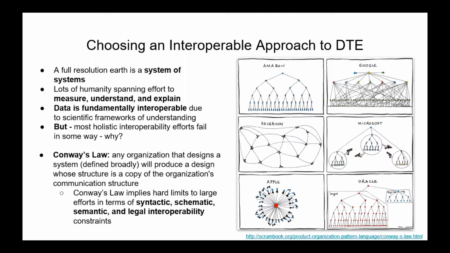And why? My hypothesis is that at the root of this is Conway's law, which says that any organization that designs a system will produce a design whose structure is a copy of the organization's communication structure. And here are some examples of different communication structures. So all this to say, why we have failed in the past is because we're trying to push something onto pre-existing structure, and it just isn't coherent.